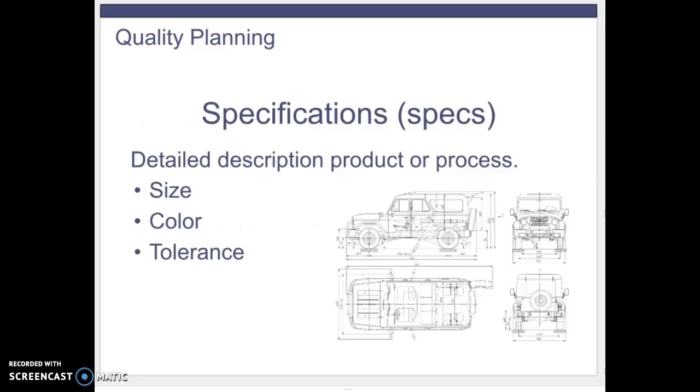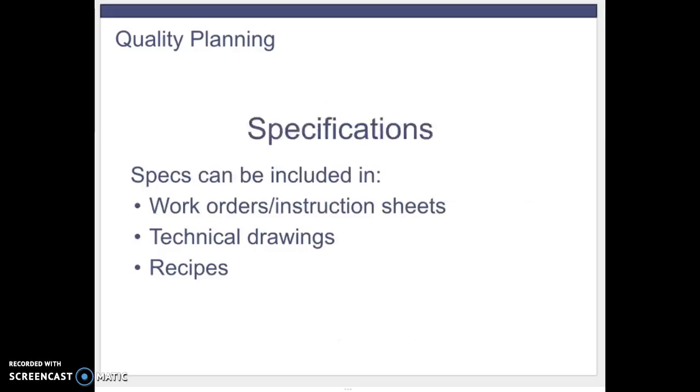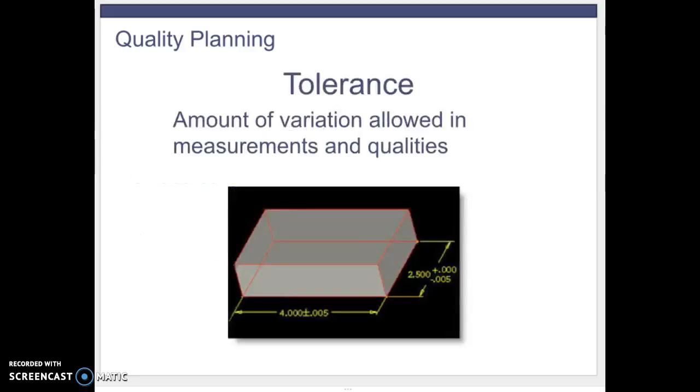Let's talk about specifications or specs. Specs are detailed descriptions of products or processes, their sizes, colors, and tolerances. Specifications can be included in work orders, which are the instruction sheets, technical drawings, or recipes, depending upon the product. Now we're going to talk about tolerance. Tolerance is critical because it's the amount of variation allowed in measurements and qualities.